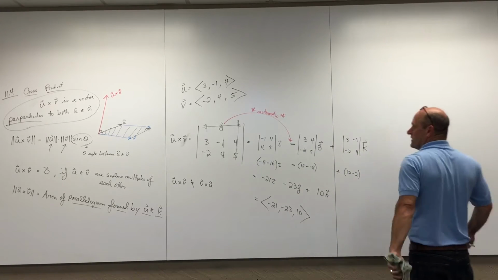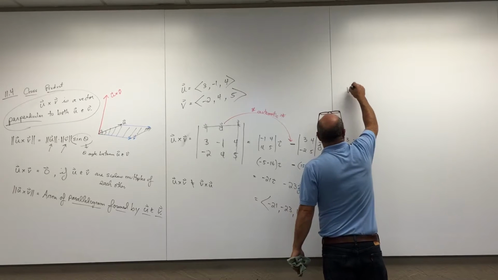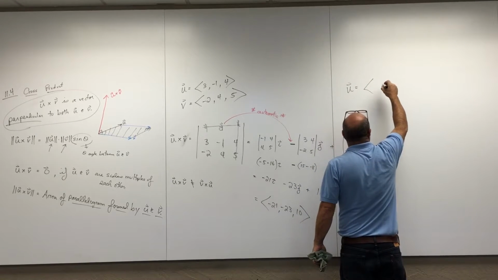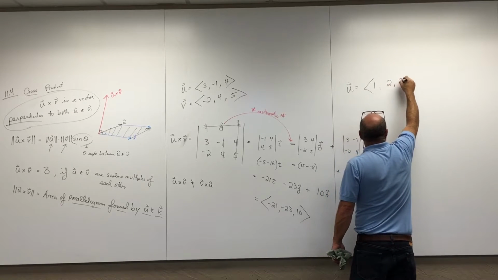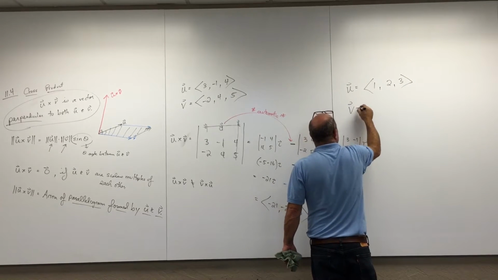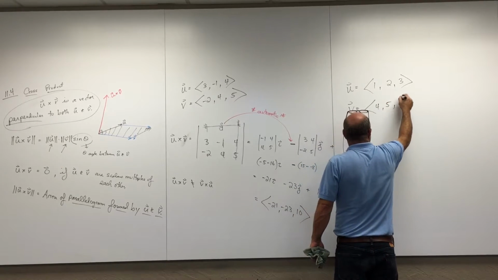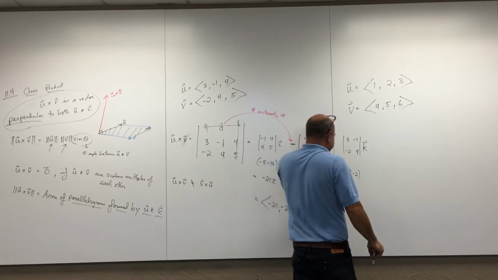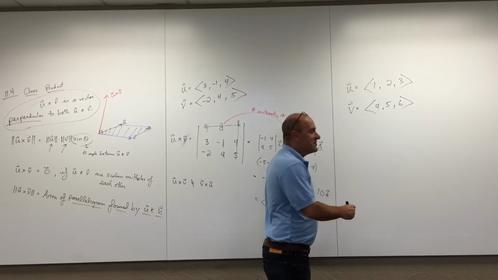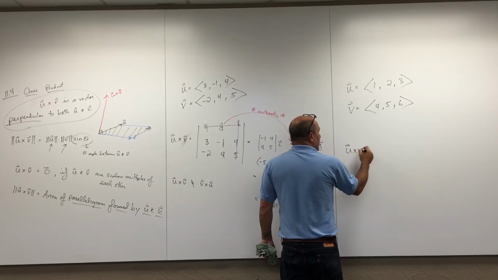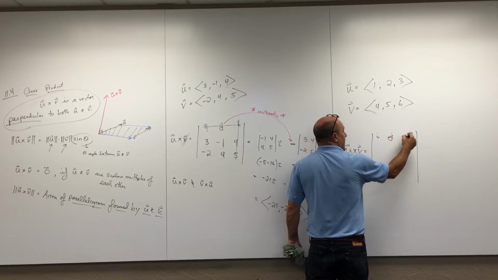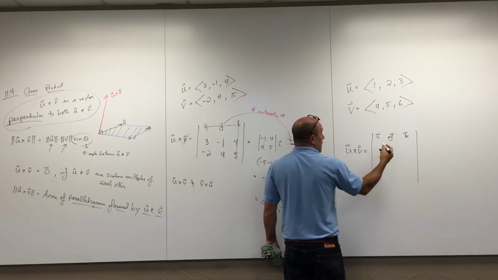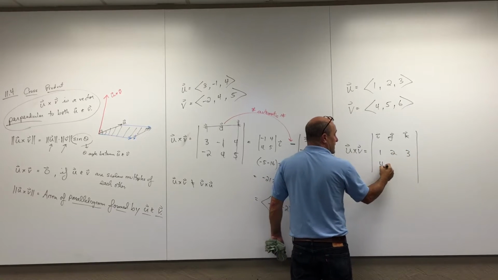Cool. Let's try another one. Let's just see what happens. So I'm going to try this again. I'm going to do U cross V. When I do these, I feel like I have to write them down. I write down my determinant, I do the I, J, K, I write this all out, and I do U cross V.